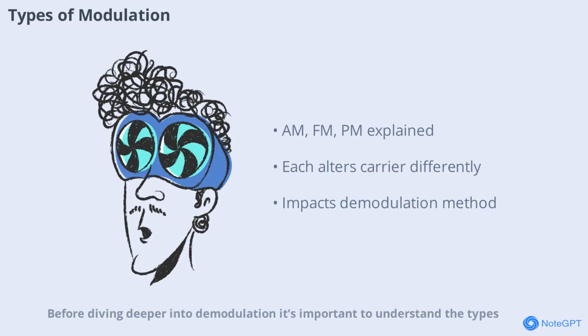Before diving deeper into demodulation, it's important to understand the types of modulation used in communication systems. The most common types are amplitude modulation, AM, frequency modulation, FM, and phase modulation, PM. Each type modifies a different property of the carrier wave to encode information. The choice of modulation affects how demodulation is performed at the receiver, as each requires a specific technique to extract the original signal.